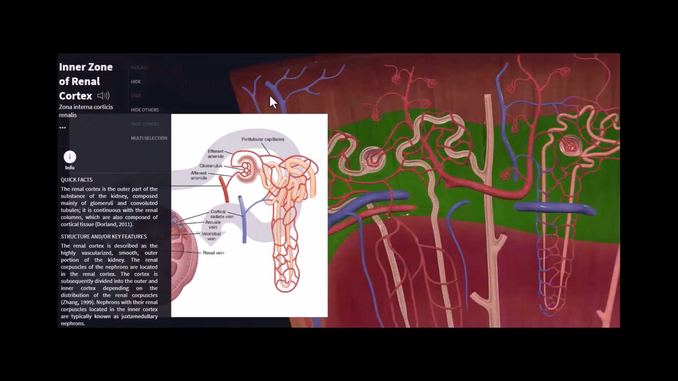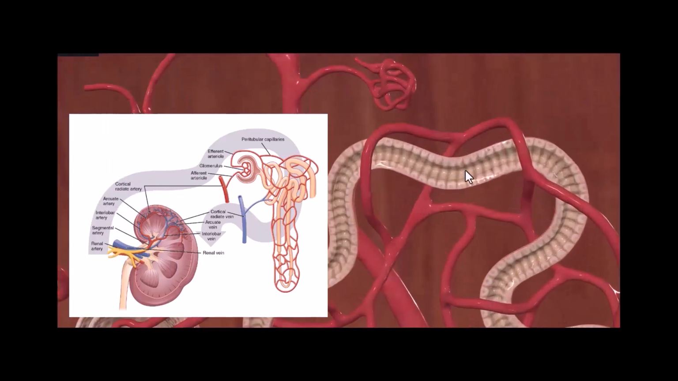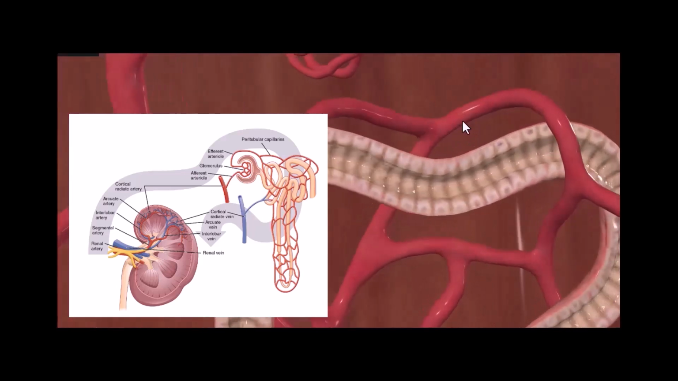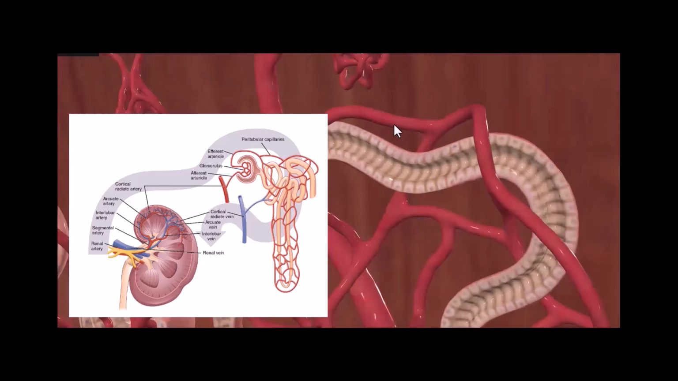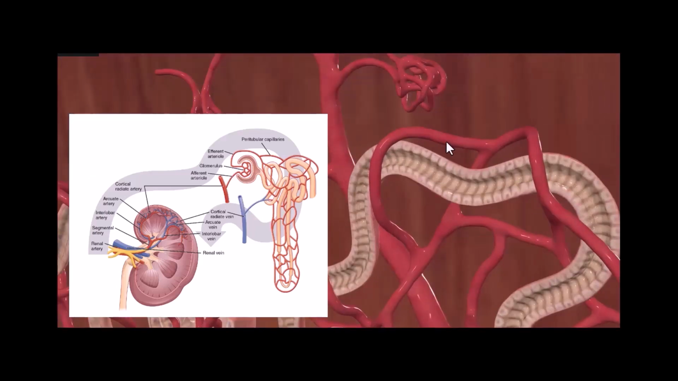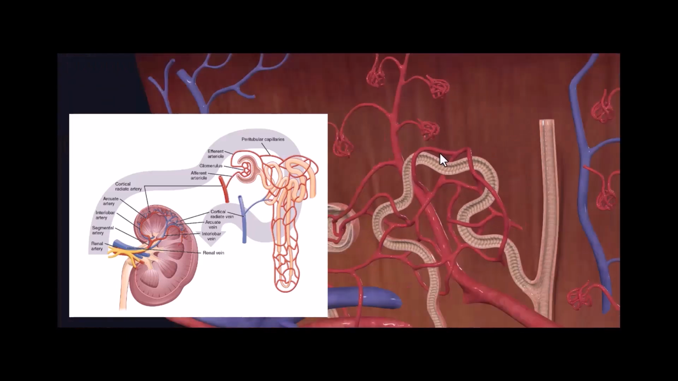For instance, when we're in the distal convoluted tubule and water is being excreted from it, the water will go into the peritubular capillaries, and that brings the water into the systemic circulation. That helps us regulate the blood pressure and the blood volume, so the amount of water inside the blood.